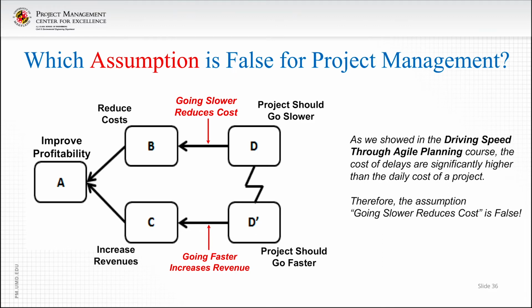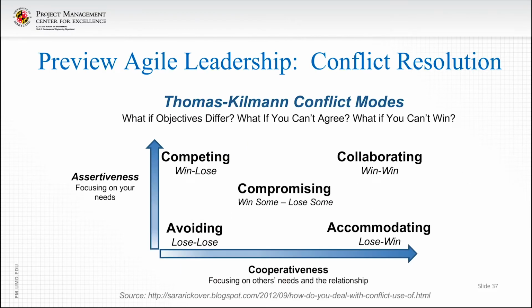So with all that in the cost of delay, we know that going faster is going to actually reduce costs because the cost of delay is greater than the cost of the project. That's how we solve this vanishing cloud. But what about when you can't solve the conflict? What about when you don't have an aligned objective?